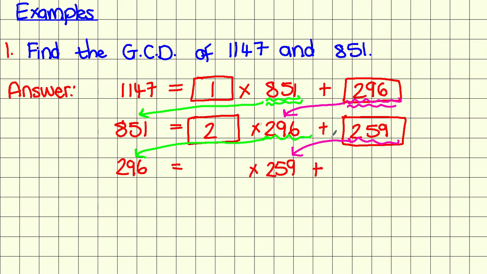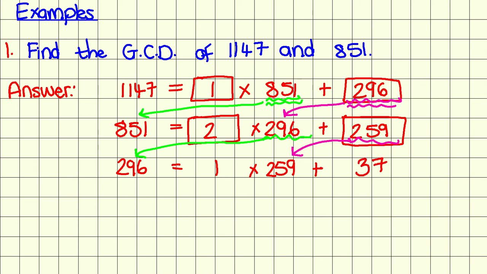Okay, so I'm not going to draw in the boxes this time. So if I just look at this, obviously only one lot of 259 can go in there. So 296 equals 1 times this. And then what's your remainder going to be? I'm using my calculator. Your remainder is 37.